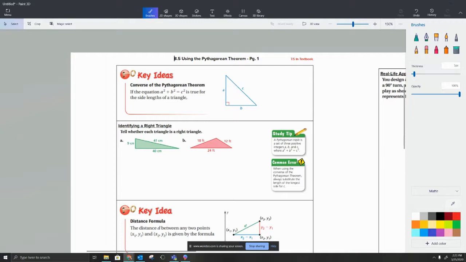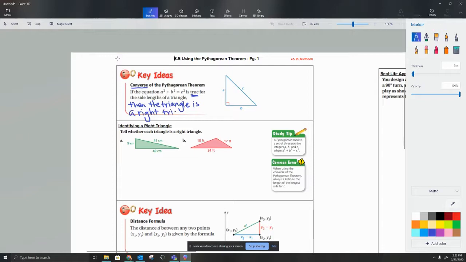First is this idea called the converse of the Pythagorean theorem that we see right here. Let me get my pen set up. So converse of the Pythagorean theorem right there. So what it says is if the equation a squared plus b squared equals c squared is true for the side lengths of a triangle, then the triangle is a right triangle. I know, it's really deep stuff.